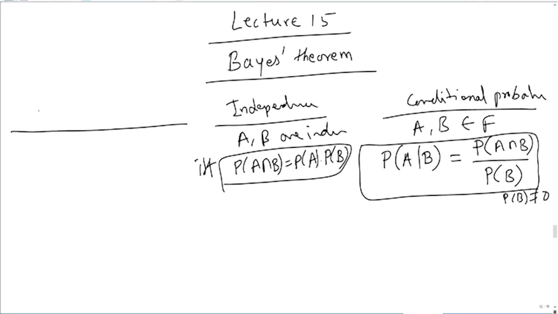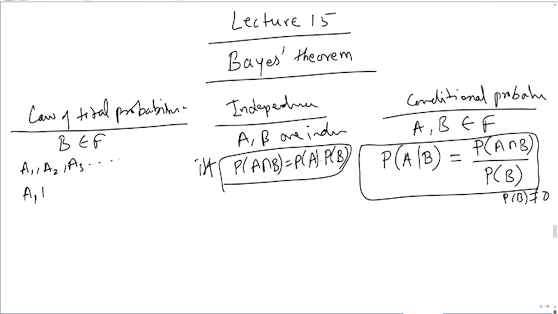The third thing we saw was the law of total probability. You can calculate the total probability of any event B. Let's say B belongs to an event space F, but there are some events, let's say A1, A2, A3, such that they are mutually exclusive, so they do not contain any common element, as well as exhaustive. So their union is actually your sample space. These are called mutually exclusive and exhaustive events.